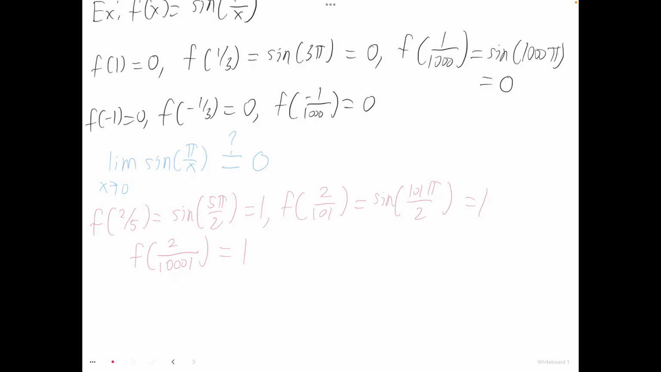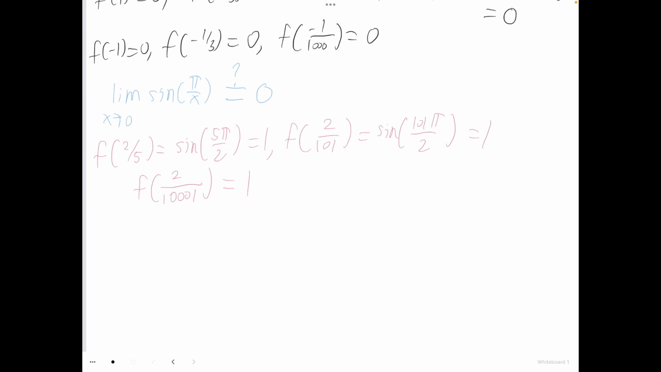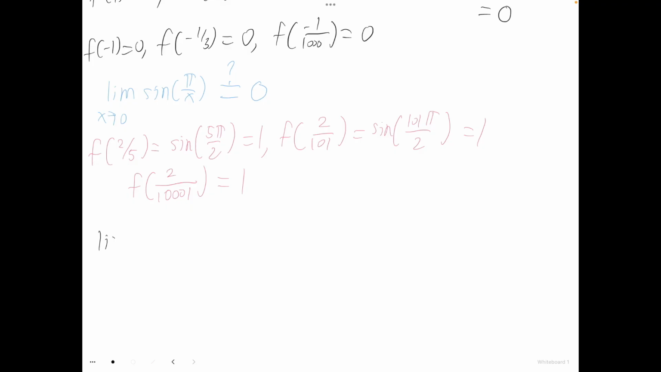And so the way we picked our points actually mattered here. If we picked them in one sequence, we were getting zeros. If we picked them in another, we were getting 1s. And so what's happening here is that this limit actually will not exist. The limit as x approaches 0 of sine of pi over x does not exist, because it's not really going to just one value.